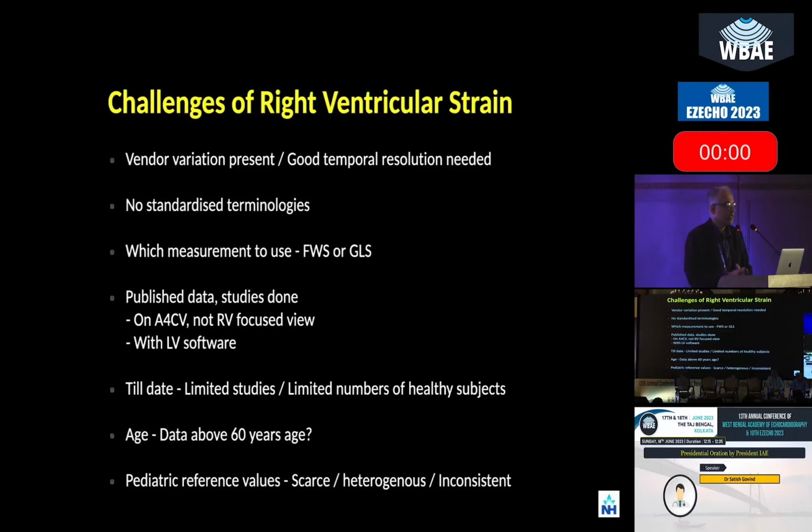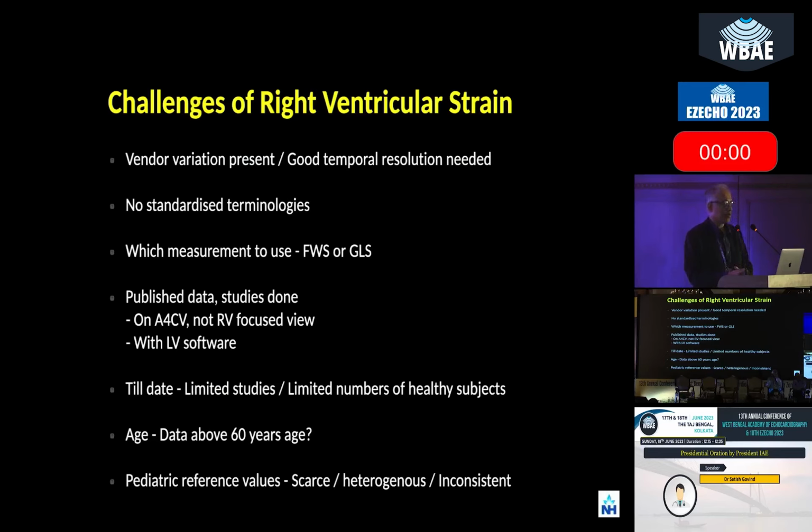So what are the challenges of right ventricular strain? This is where the problem is. Here we have vendor variation. We have different imaging companies, and it's very important to have a good frame rate. Again, there is no standardized terminology, so this is an issue. Which measurement to use? Right now the recommendation is to use the free wall strain and not the global strain, which includes the septum, because it also includes fibers from the LV.